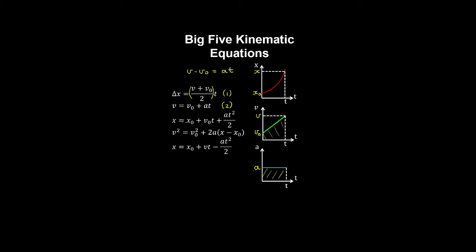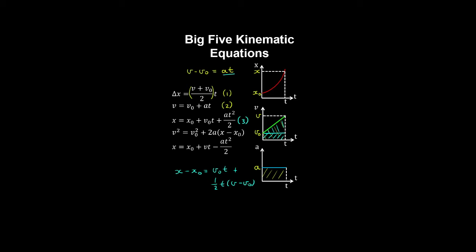And similarly, the third equation is obtained again by the area under this curve, but this time we break it into a rectangle and a triangle. So the displacement is equal to the area of the rectangle plus the area of the triangle, which is half the base by the height. And now if you substitute v minus v naught is equal to a multiplied by t, you get this third kinematic equation.